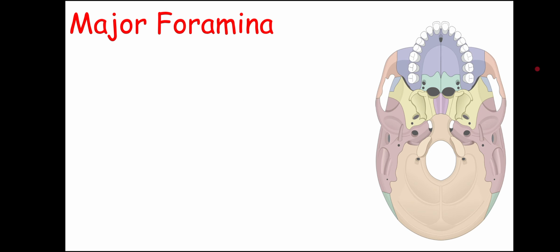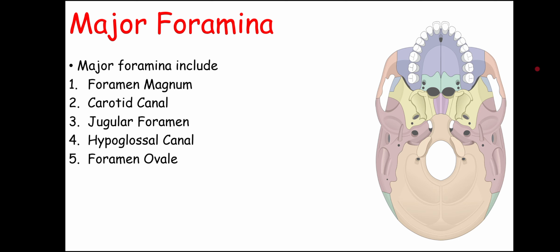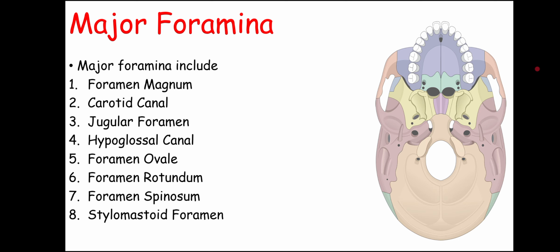Major foramina of Norma Basalis include foramen magnum, carotid canal, jugular foramen, hypoglossal canal, foramen ovale, foramen rotundum, foramen spinosum, stylomastoid foramen, and internal acoustic meatus.